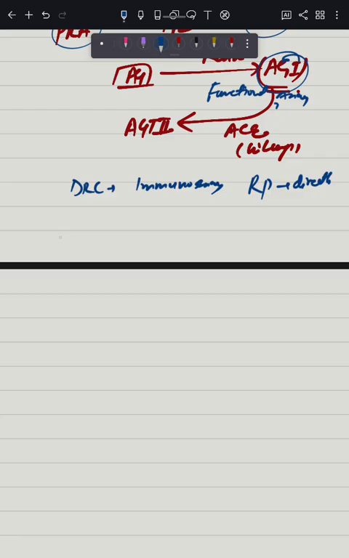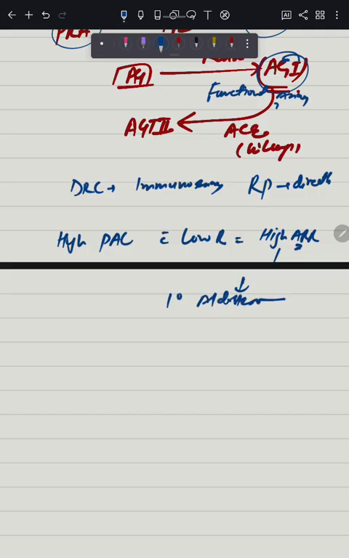You see, high plasma aldosterone concentration with low renin is equal to a high aldosterone renin ratio, and this suggests there is primary aldosteronism. But if both aldosterone and renin are high, you have to think secondary hyperaldosteronism. For example, RAS, or the patient is on diuretics.